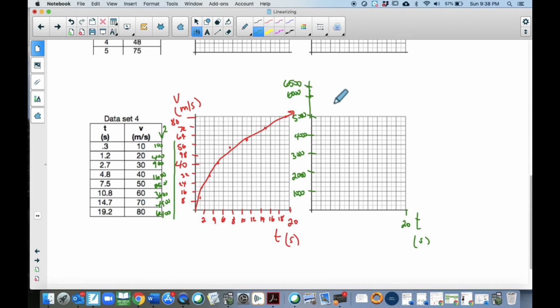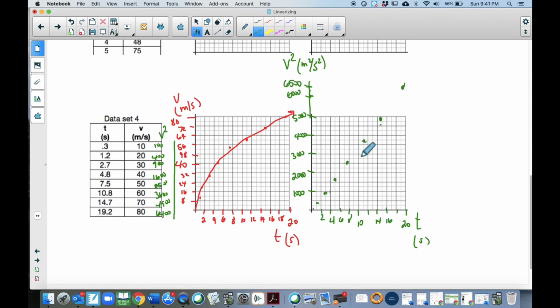All right, you know what I'm going to do? I'm going to cheat a little bit, and I'm going to count by thousands, 1,000 all the way up to 5,000, and then make another one for 6,000, and then make another one for 6,500. That's what I'm going to do on my y column. So again, this is v squared, meters squared per second squared. But then on my t, I'm just going to get up to 20.